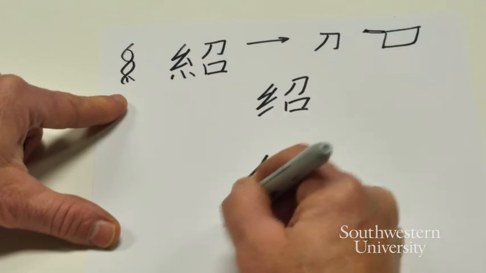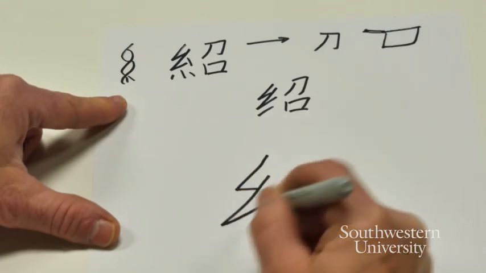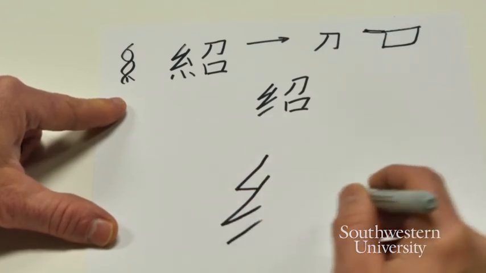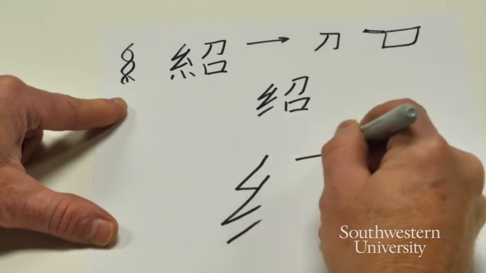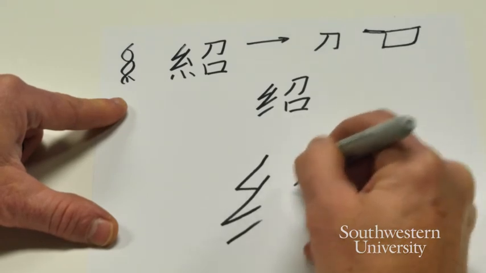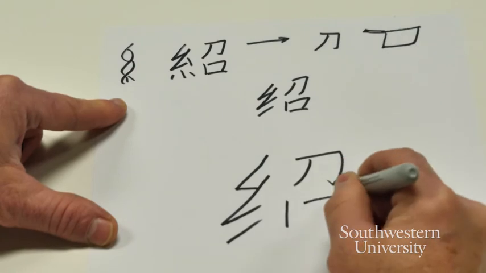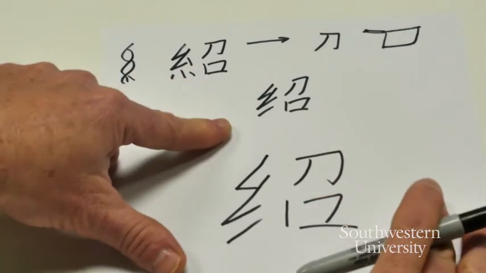Pie, ja, and then a T at the bottom. Pie ja go, pie shu, hung ja, hung shao.